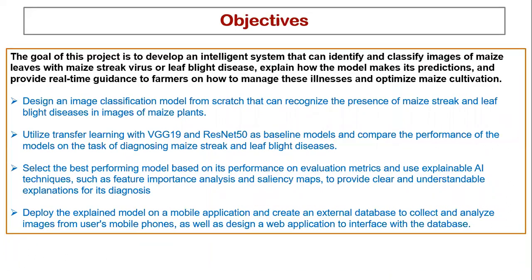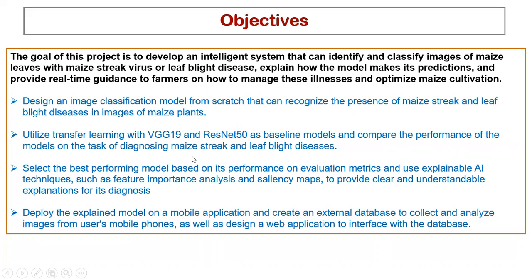The main goal of this project is to develop an intelligent system that can not only identify and classify images with maize streak and leaf blight, but also explain how it came up to its predictions and provide real-time guidance to farmers on how to manage these illnesses, and also provide them with possible solutions to optimize maize cultivation. Now, the specific objectives: we shall need to design an image classification model from scratch that can recognize the presence of maize streak and leaf blight in images of maize plants.